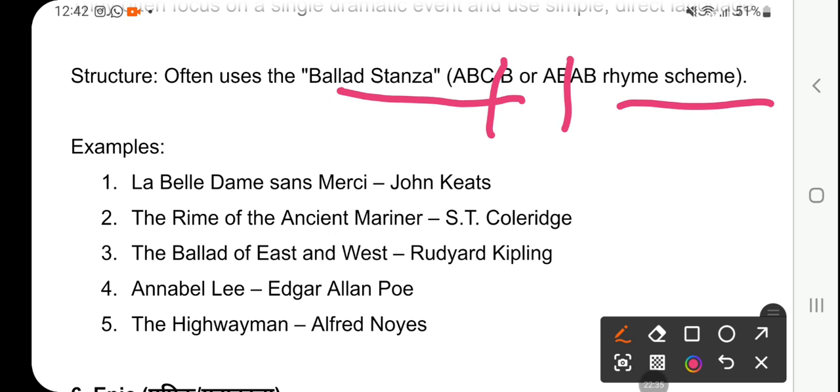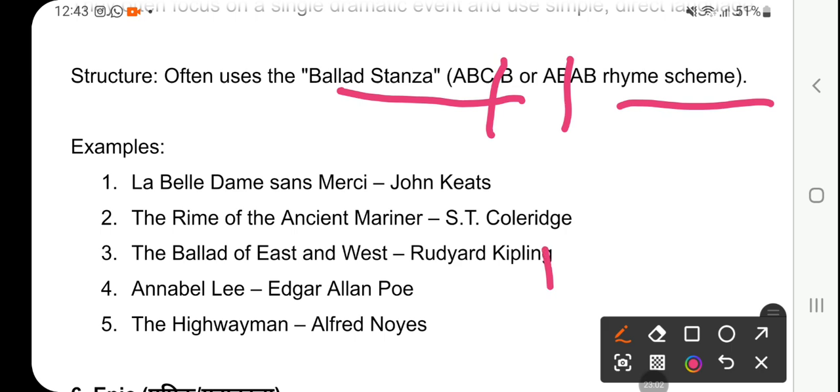Rudyard Kipling's famous work is the Jungle Book. That's a very famous book of his. The Jungle Book, right? Mowgli is the hero of the Jungle Book, right? The same person had written the Ballad of East and West.